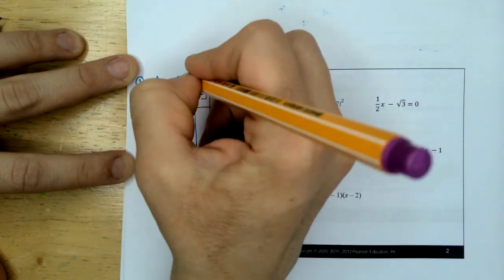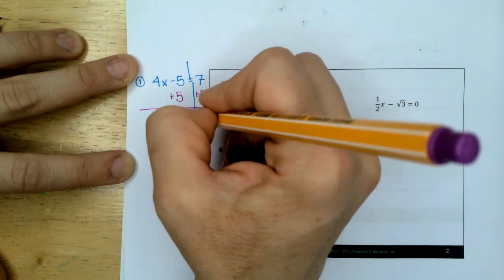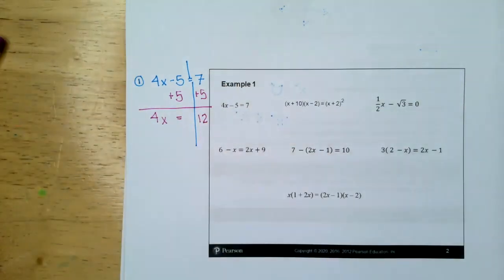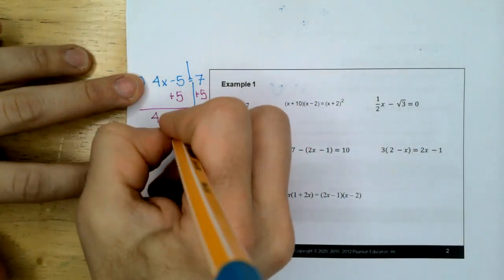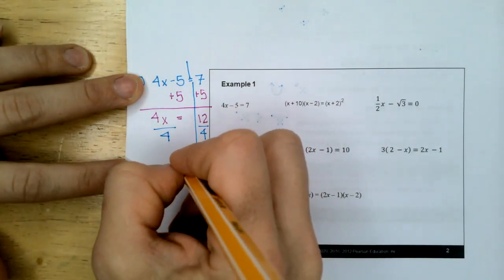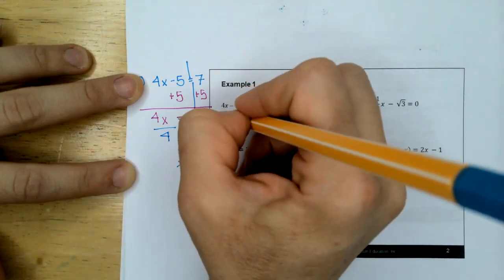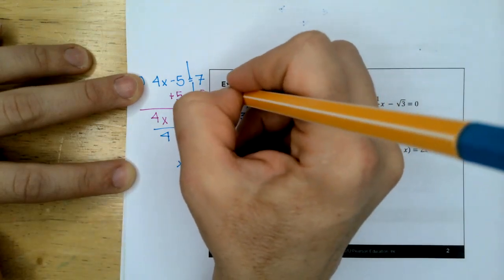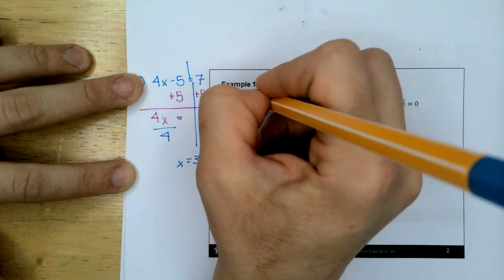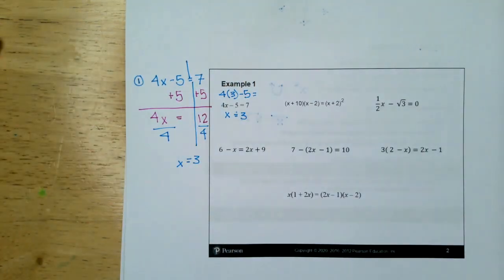4x is, that's gone, right? 7 and 5 is 12. Now I have 4x equals 12. X is being multiplied by 4, so I want to do the opposite of that, which is divide by 4. 12 divided by 4 is 3, so x is 3. To check it, you're going to say 4 times 3 minus 5. And if you get 7, you know you've found the right answer. Okay? All right, number 2.